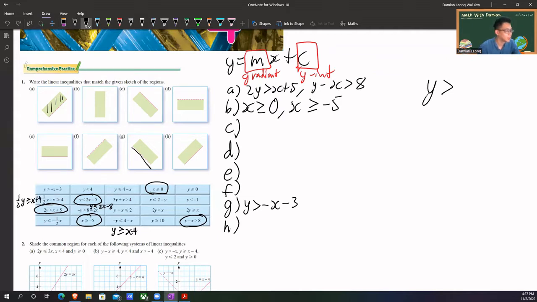When y with just a number, there's no x, that means no gradient, means it's a horizontal line. So this involves below, so it's the D, y less than 4. This one, y less or equals 4 minus x, so negative x, gradient is going down, less or equals, solid line below going down, the C.